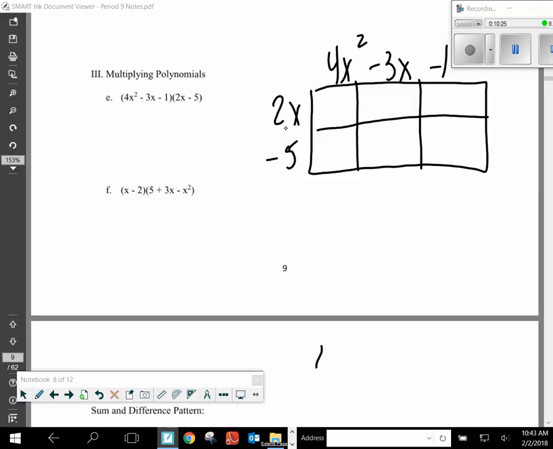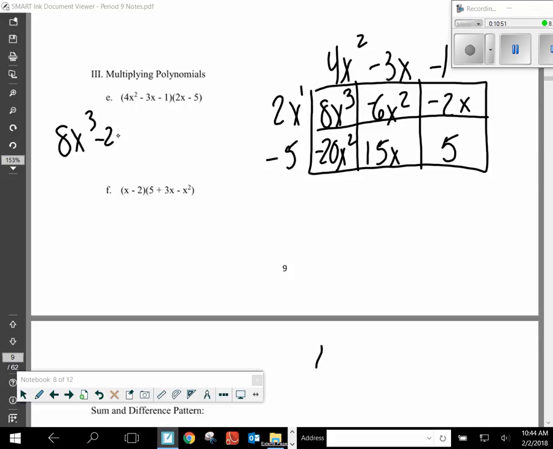So we have 2x times 4x squared, 8x cubed. Remember, there's a 1 here. Right here, I'm going to have negative 20x squared. Here, I have negative 6x squared. Here, I have 15x, negative 2x, and positive 5. Notice I have like terms, 2 sets of them. So 8x cubed minus 26x squared plus 13x plus 5.